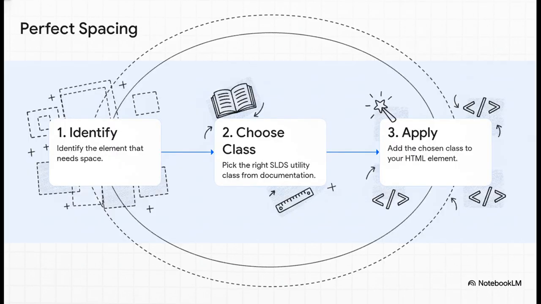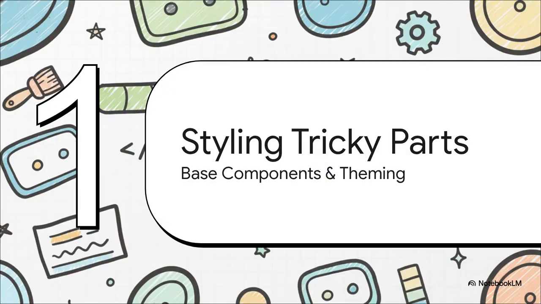And the whole process is this super easy three-step dance. Step 1, find the thing that needs some breathing room. Step 2, pop open the SLDS docs and pick the class you need, like slds-m-around_medium, for a nice medium margin all around. And step 3, just slap that class on your HTML element. You're done.